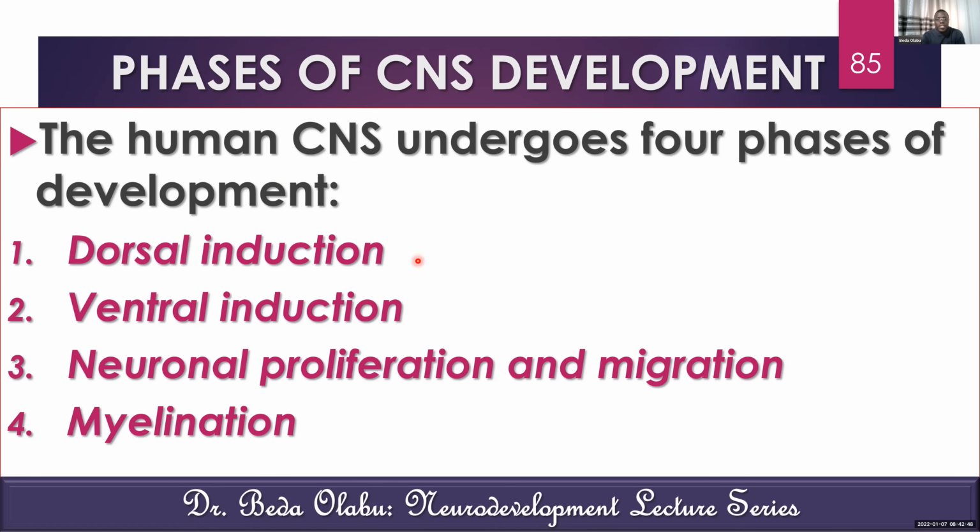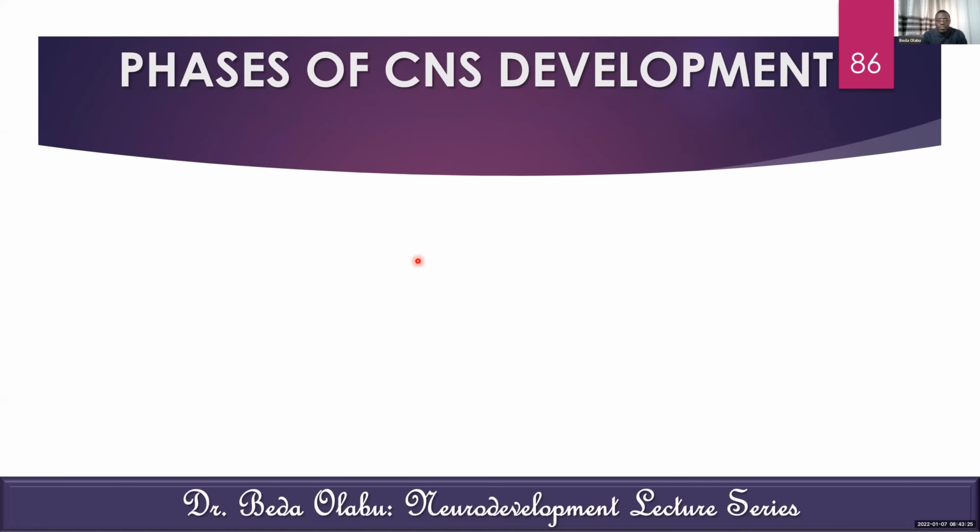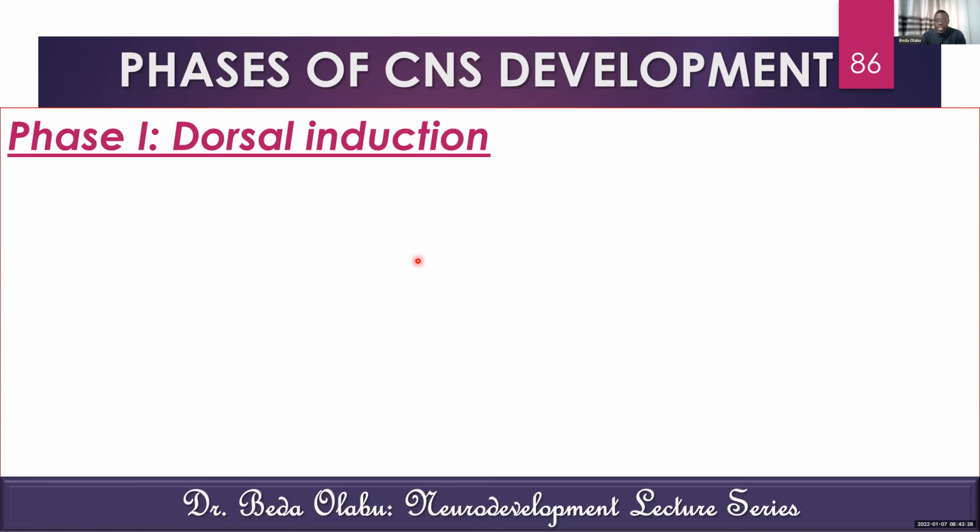Now, just a note is that these 4 phases are not necessarily such that one must end before another begins. As you're going to see, some of the phases actually do overlap. But in terms of events, these are the well-defined events that occur during CNS development. So as we discuss development of the brain, we'll be discussing it based on these 4 phases. Now we can start therefore with the first phase, which is the phase of dorsal induction.